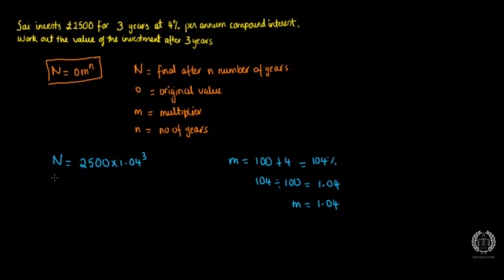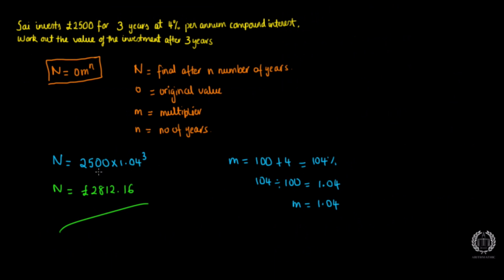And now all you do is you just put this in your calculator: 2,500 times 1.04 to the power of 3. And if you put that in your calculator, your final value after 3 years should be £2,812 and 16 pence. And that's pretty much it. That's how you work out the final investment using the compound interest formula.